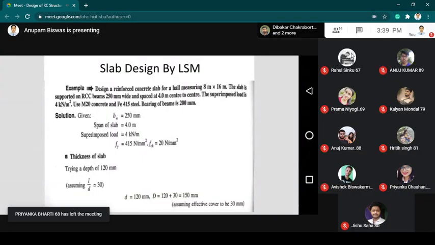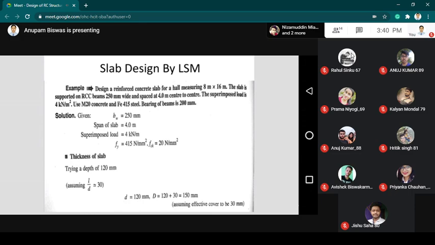So let us start. First we have to note down all the values that are provided. One is the width of the beam, the support for the slab, that is 250 mm. The span of the slab, since the center to center value is given, will be 4 meter. The superimposed load as given is 4 kN per meter square, so for a 1 meter strip it will be 4 kN per meter. Fy is 415 Newton per mm square, and fck is 20 Newton per mm square as given.